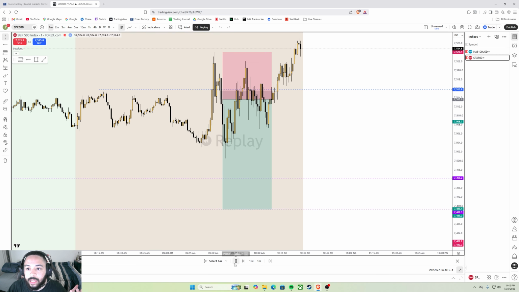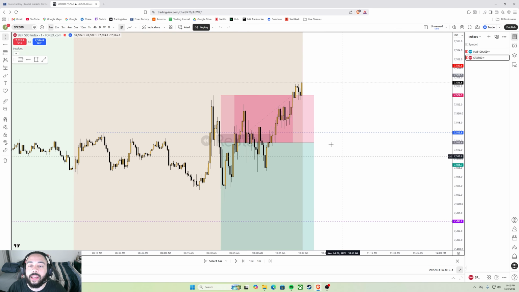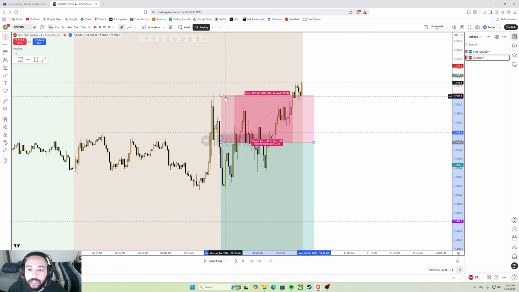So you can see price kind of consolidated for a little bit. Price never went under this level. Price consolidated, and then boom, right? We got taken out at our stop loss. Our stop loss got hit.